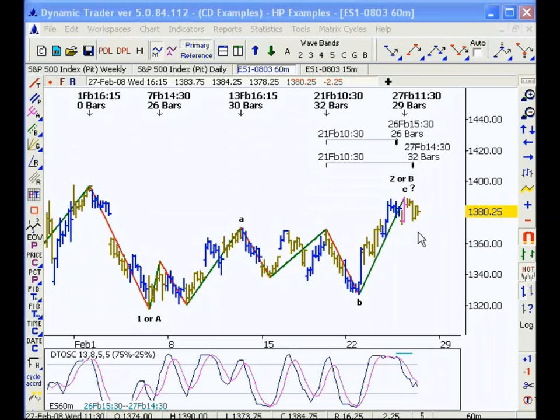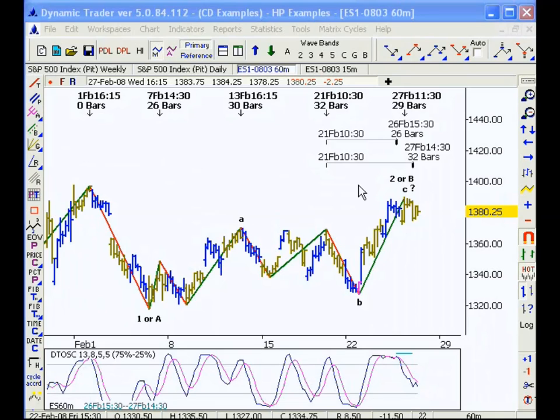So we have to be comparing apples with apples, so to speak, in the same time period. As of the end of the day on February 27th, I've marked off just the ranges from the high to high, the significant high to highs over the last few weeks. And we see it's 26 bars, 30 bars, 32 bars. And as of the end of February 27th, the high on the 27th was 29 bars, right within that 26 to 32 bar range. So I've noted that in two places.